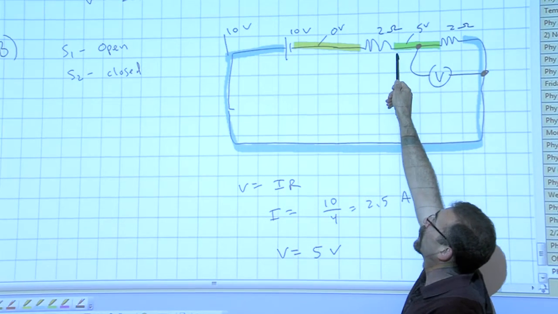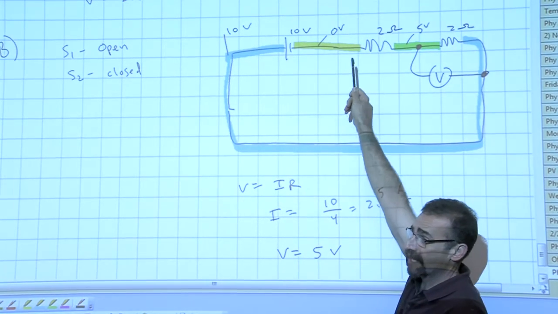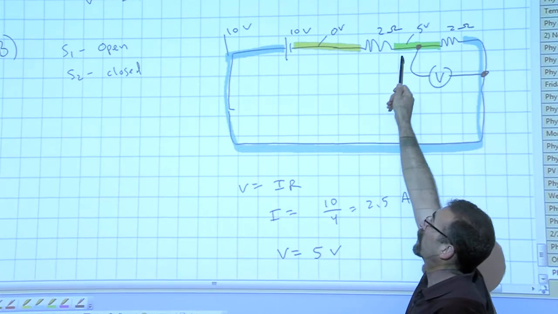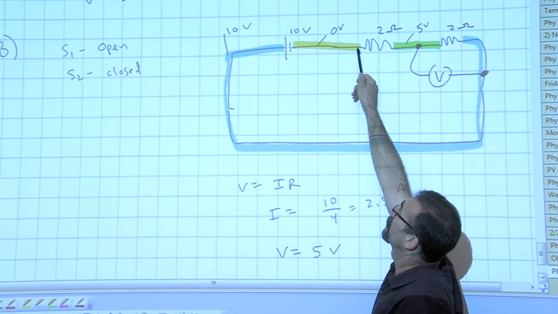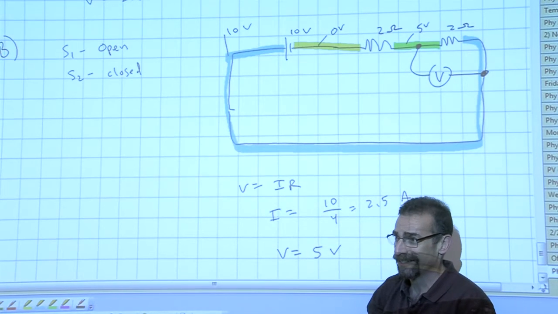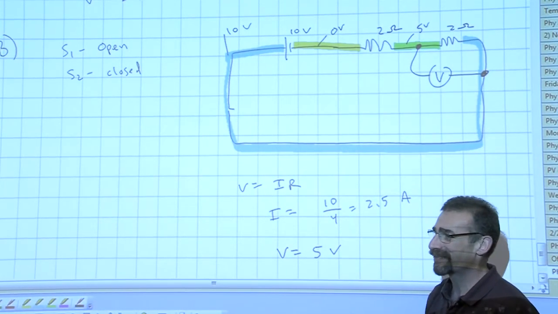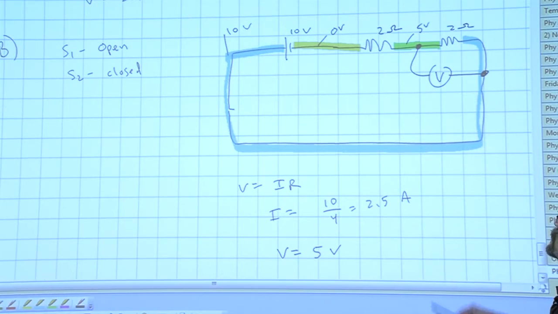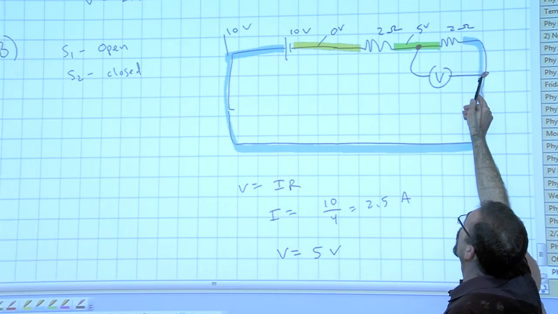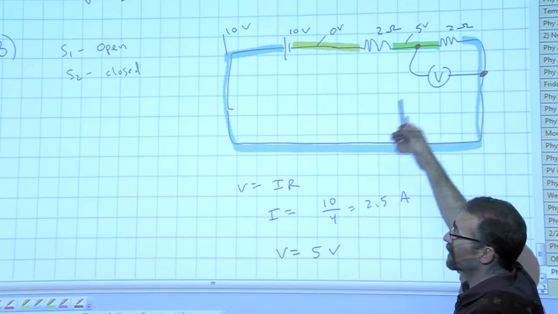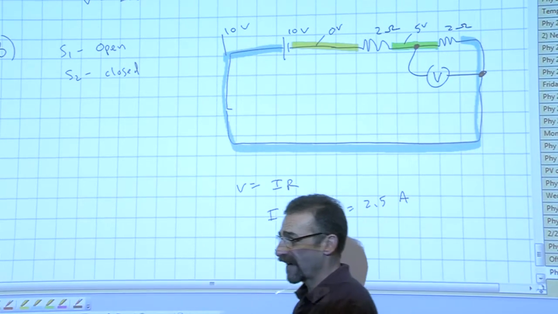And we come along here and we do the same thing here. 2 times 2.5 is 5 volt drop going from the right side to the left side. So we get back to 0, and that's good. You want to get back to where you started if you go around a whole loop, right? You have to get back to the same potential. So if the voltmeter is hooked up one side to 5, one side to 10, it's going to read a difference of 5.